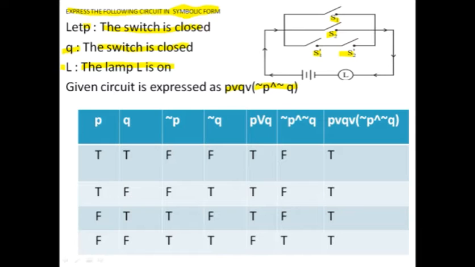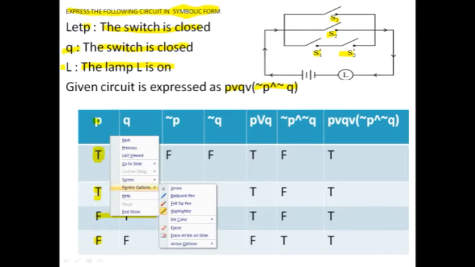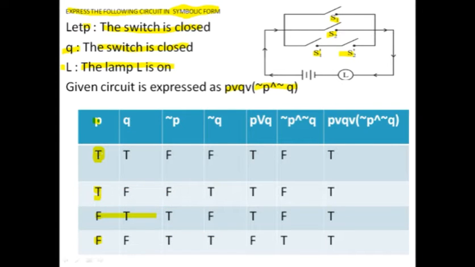Now if S1 is closed, the value comes true. If it is open, the value comes false. So we have to solve this expression. We first draw the table with P, Q, negation of P, negation of Q, then P or Q, then negation of P and negation of Q. We have to find this table and then at the end we have to draw the final column.